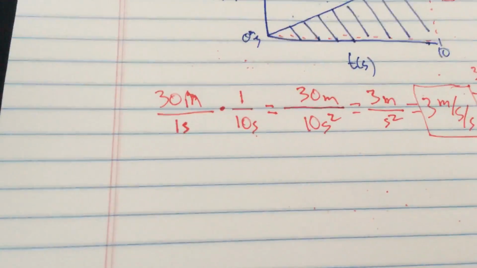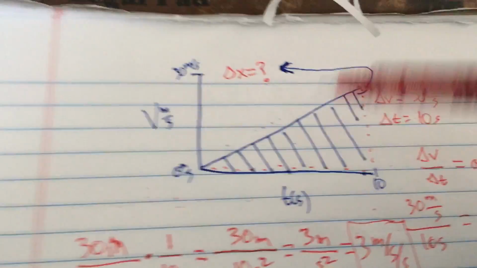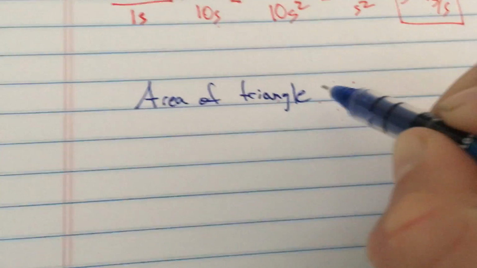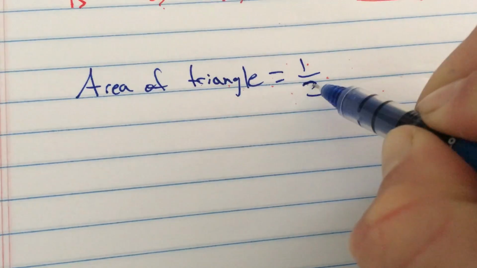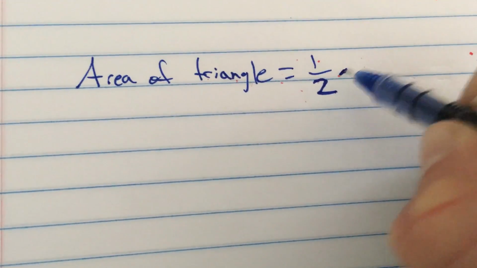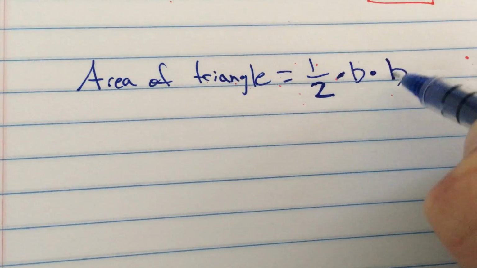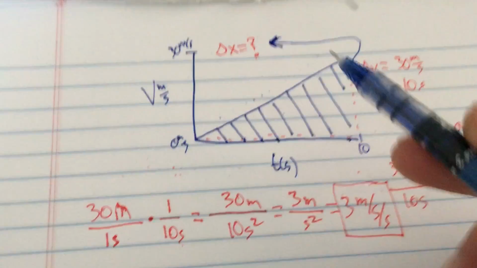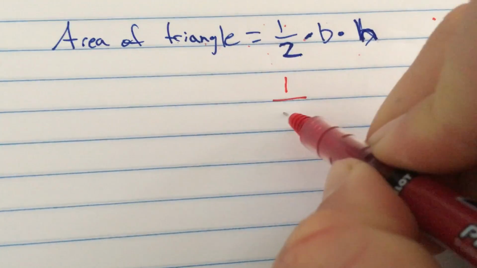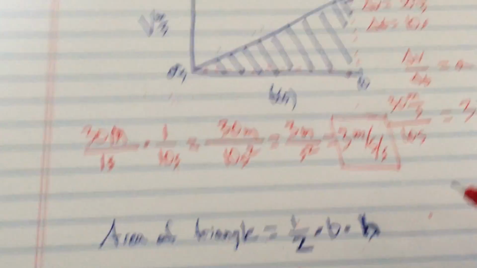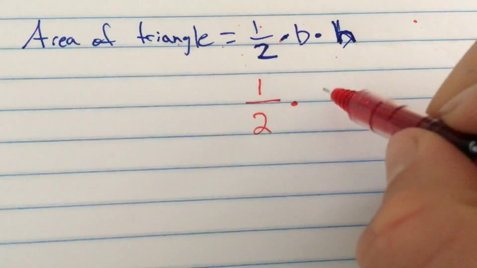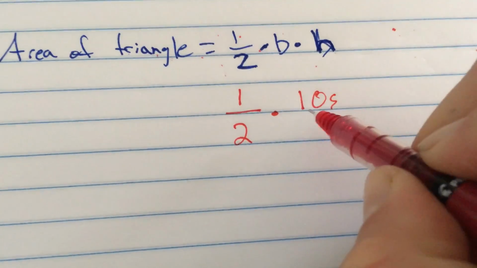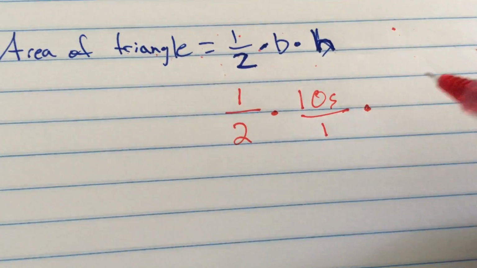Okay, so let's find the area of this triangle right here. So remember, the area of a triangle equals 1/2 times the base times the height. That's the area of a triangle. So, well, let's just do that calculation here. 1/2 times the base. The base is 10 seconds over 1 times the height.